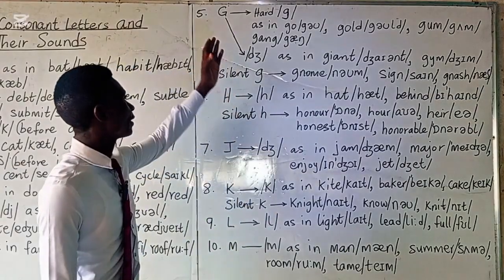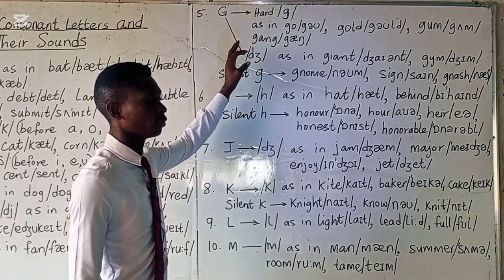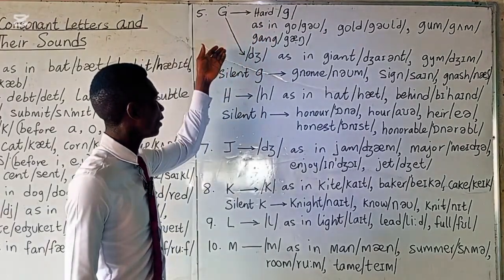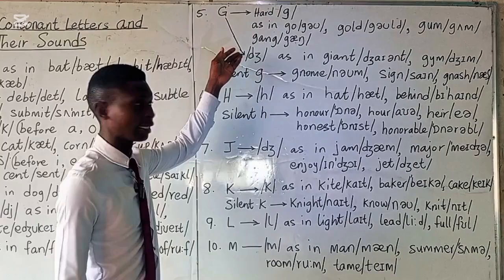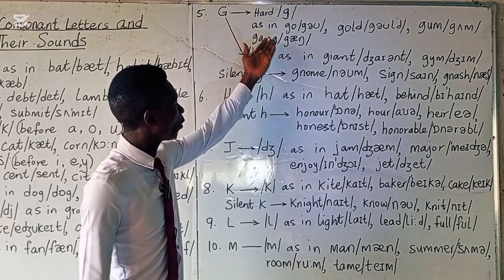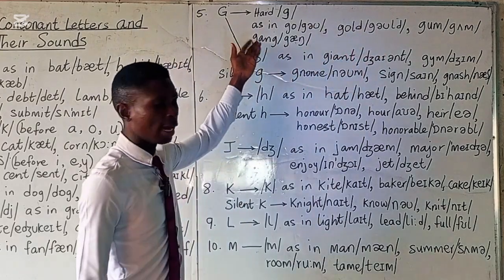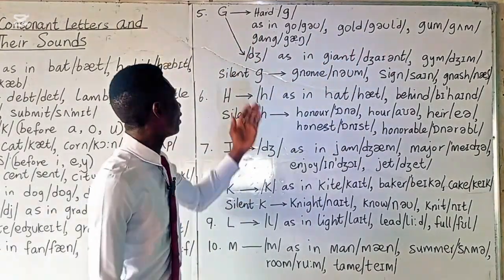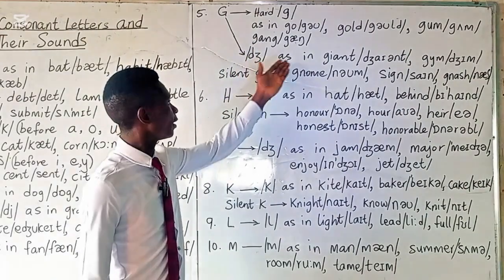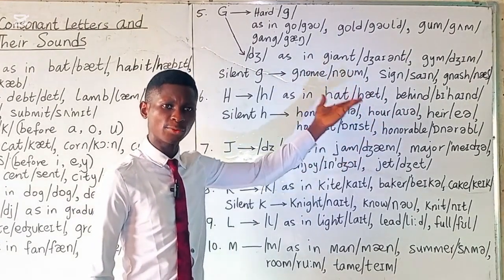Also, let's look at letter G, which can be realized in the hard form and also the soft form. In the hard form as a plosive sound, and then in the soft form as an affricate sound. So here we can realize G as /g/, as in words like go, gold, gum, and gown. We can also realize letter G as /dʒ/, as in giant, gym, and many other words, gentle.